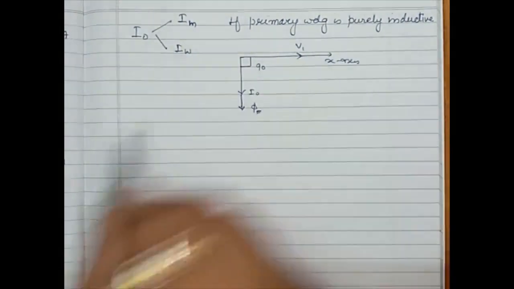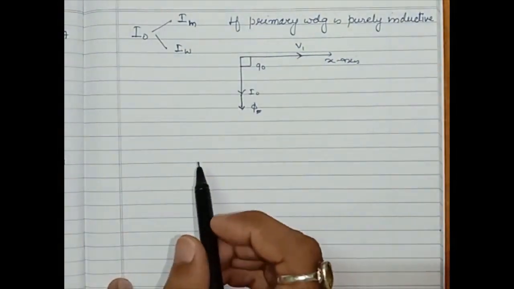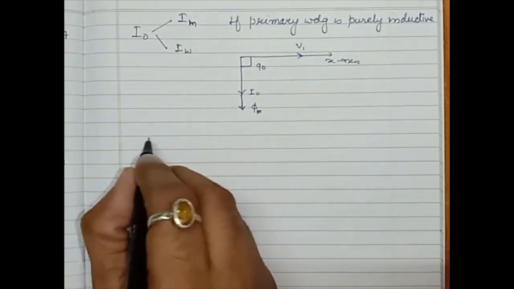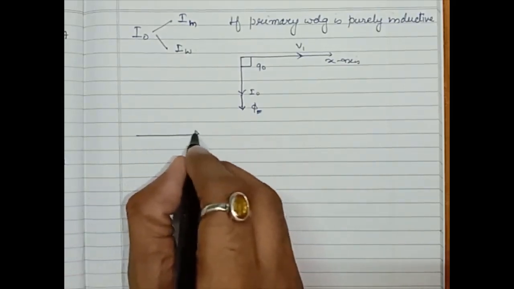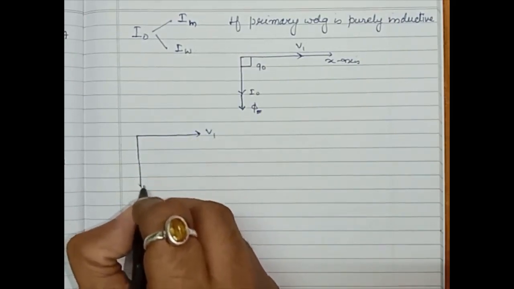So this is for a purely inductive circuit, but right now we are considering the practical transformer. It means this phasor will become like this. This is V1, this is phi.